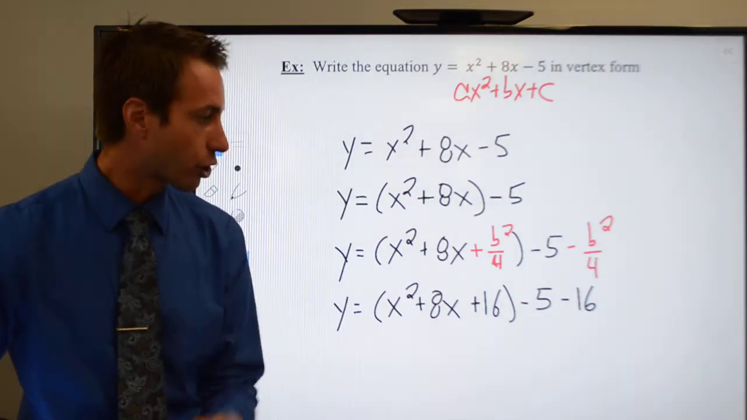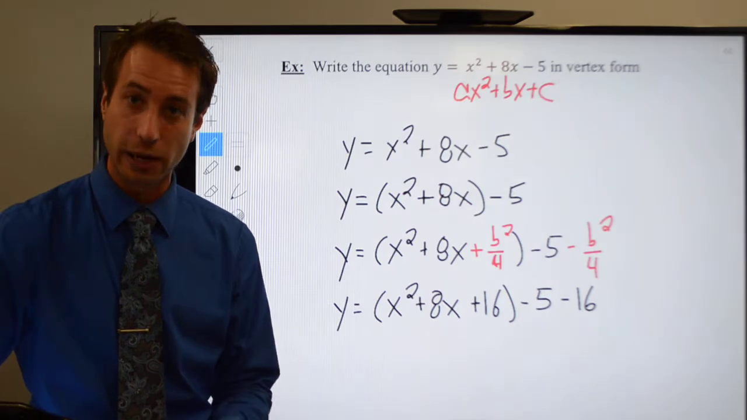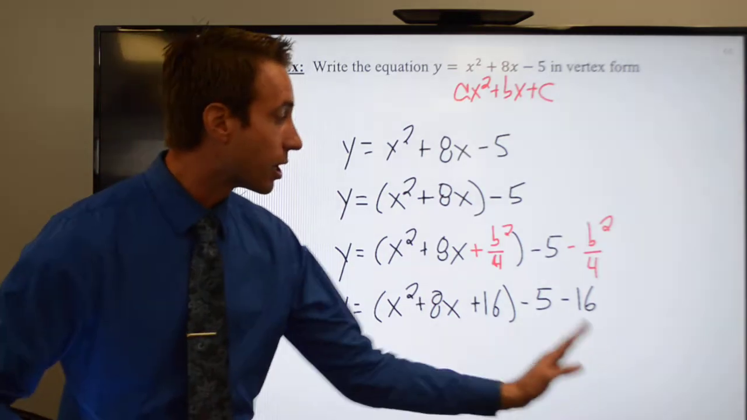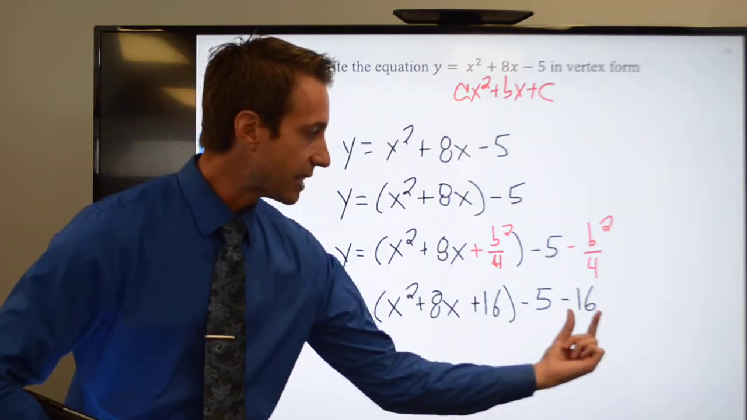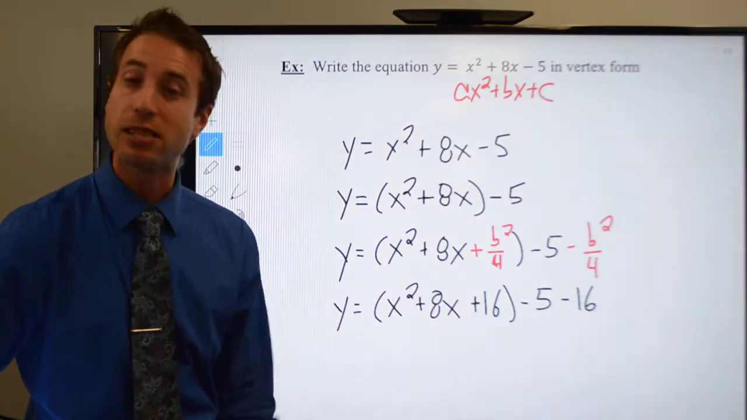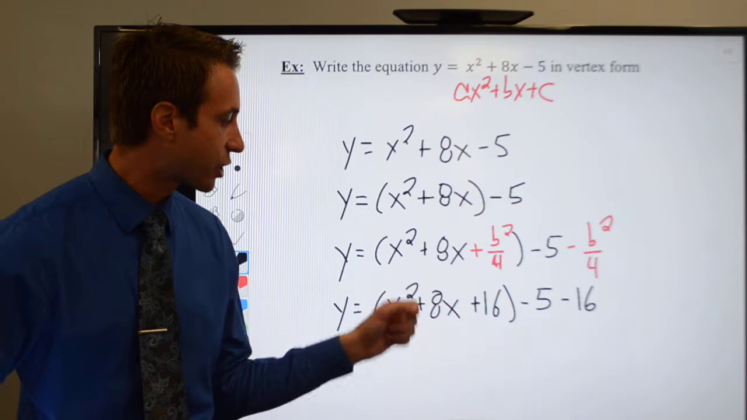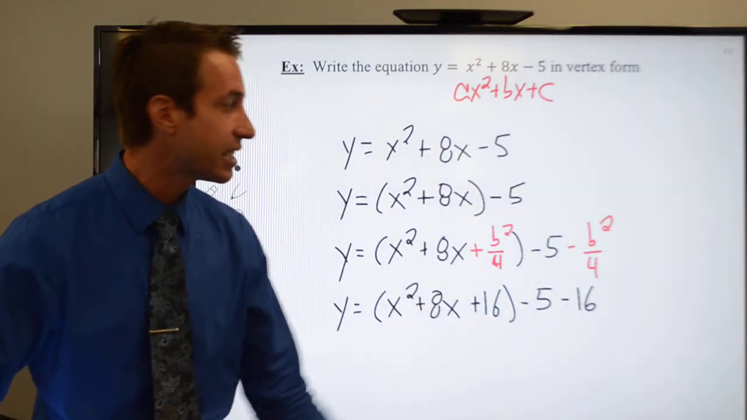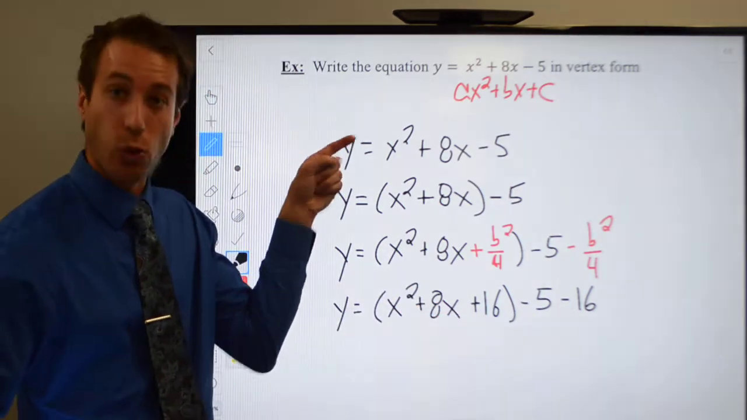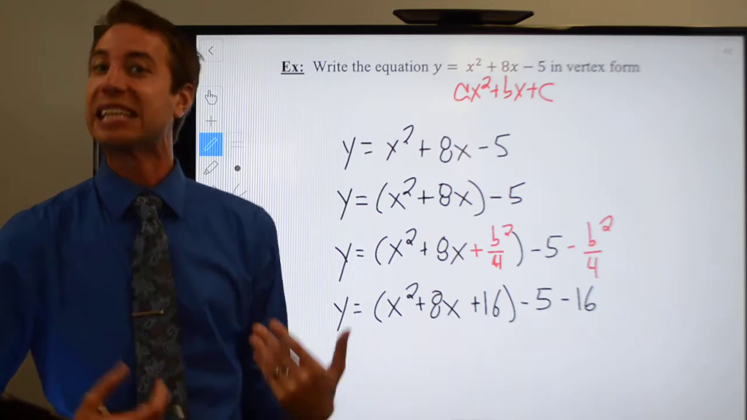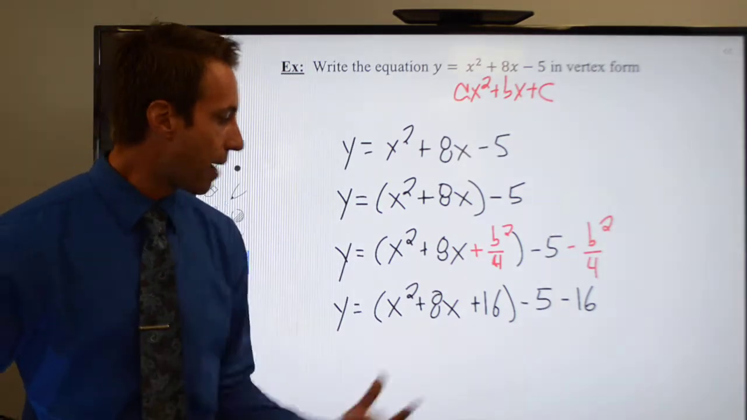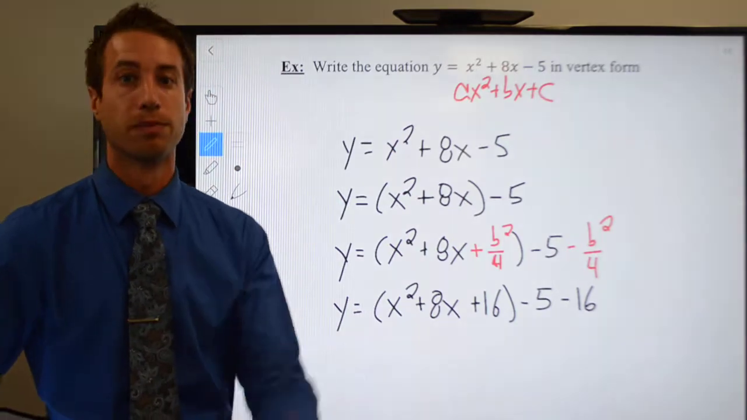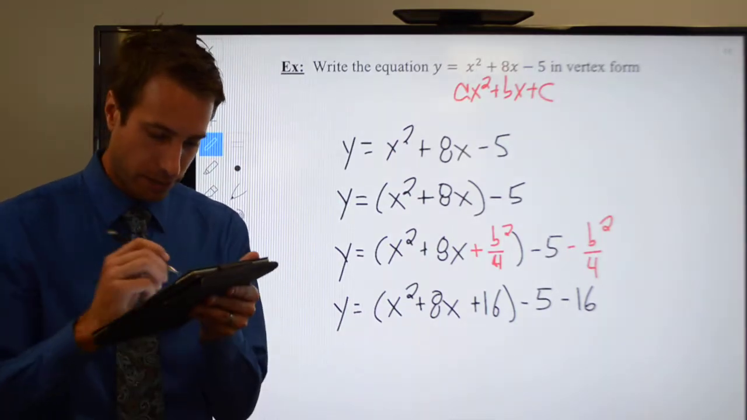And again, just a quick note for you here, right? If I were to combine like terms, plus 16 minus 16, they'd cancel each other out. I'd be left with x squared plus 8x minus 5, which is what I was originally given. That's how I know I've maintained equality. But this is a perfect square trinomial. So let's factor it.